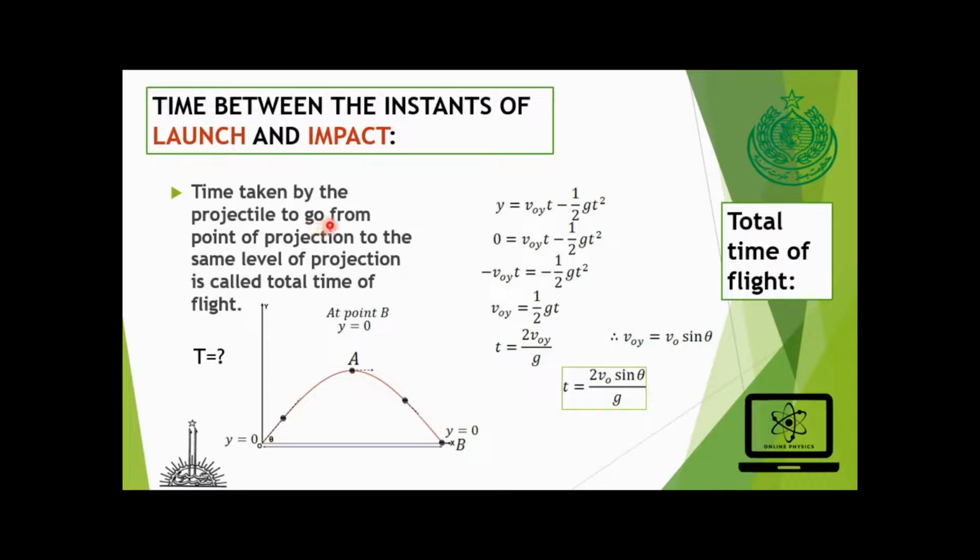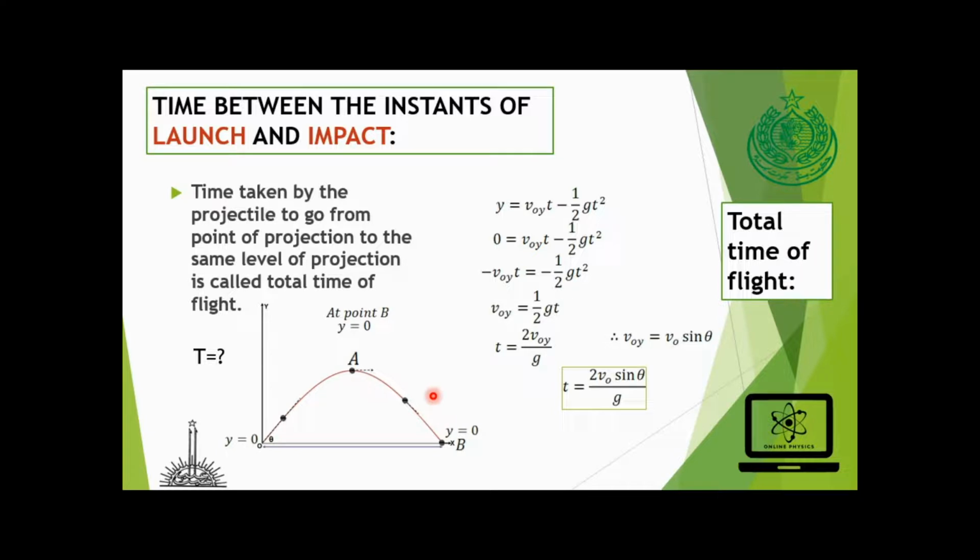Time taken by the projectile to go from the point of projection to the same level of projection is called the total time of flight. So this is the point of launch and this is the point of impact. The point to remember is the point of projection to the same level of the point of launch. At the point of launch and at the point of impact we have the same level, so y is 0.